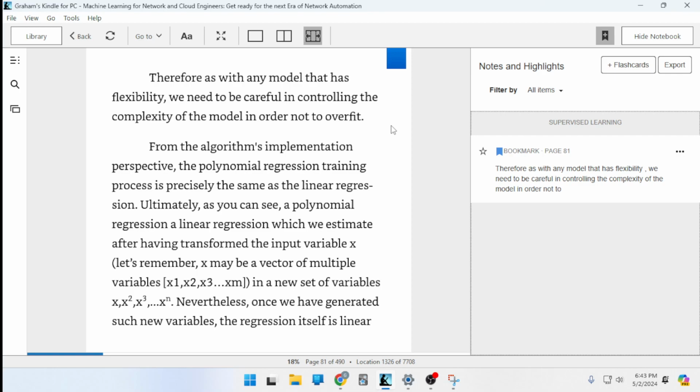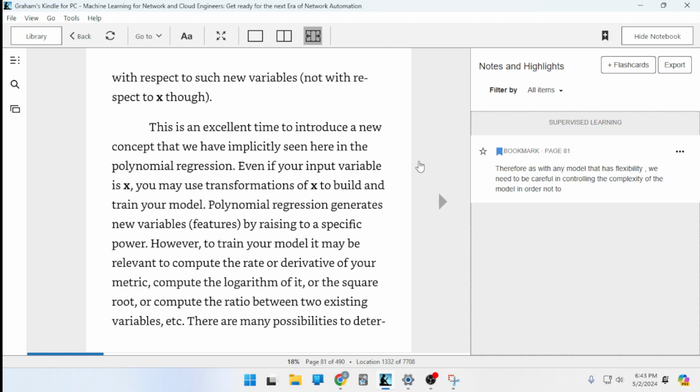Nevertheless, once we have generated such new variables, the regression itself is linear with respect to such new variables, not with respect to x, though. This is an excellent time to introduce a new concept that we have implicitly seen here in the polynomial regression. Even if your input variable is x, you may use transformations of x to build and train your model.